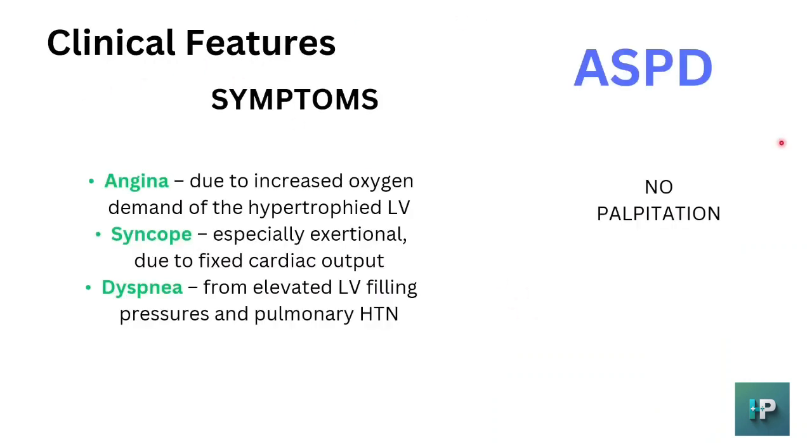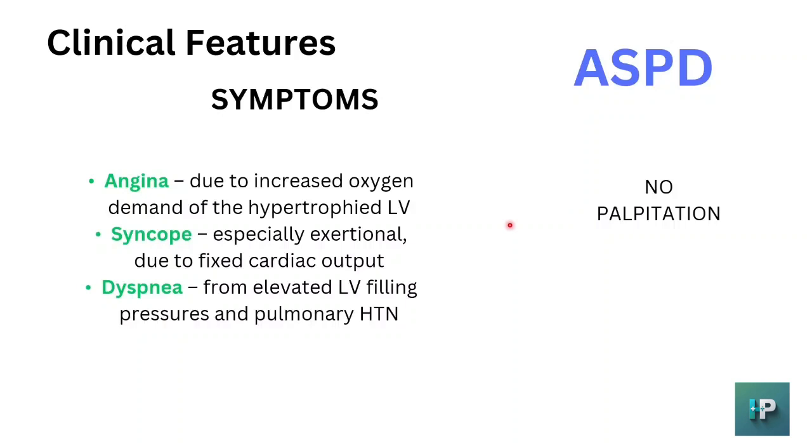Then let's see the clinical features. The main clinical features of the cardiovascular system are angina, syncope, palpitation, and dyspnea. And angina, syncope, and dyspnea, ASD, are the cardinal features of aortic stenosis. The angina in this case is due to increased oxygen demand by the hypertrophied left ventricle wall. So that ischemia causes pain that results in angina.